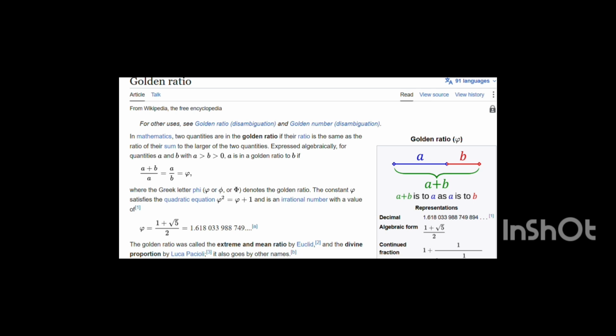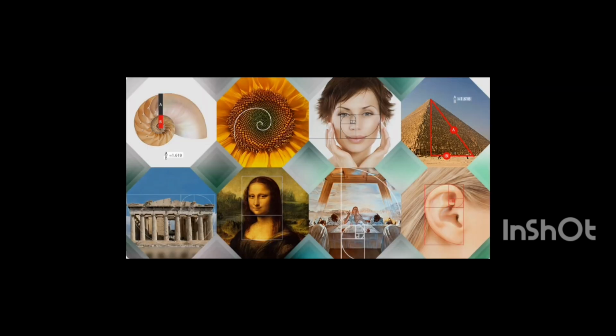The golden ratio was also called the extreme and mean ratio by Euclid, and it is also called the divine proportion by Luca Pacioli. So let's know more about the golden ratio in the customary world. Let's understand this golden ratio, or phi, in simple terms. Here is a beautiful Roman monument, the beautiful sunflower, the beautiful pyramid, a beautiful woman, and the most beautiful painting in the world, the Mona Lisa.